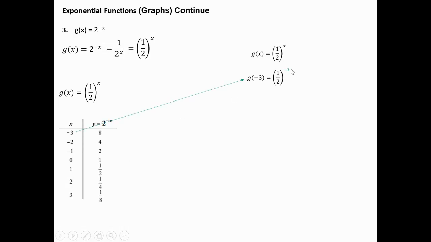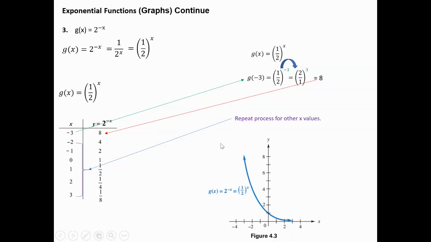If we plug in -3, it's going to give us 1/8. We flip it, and it's going to give us 8. There's my 8 right there. Then when I plug in -2, I repeat the process, and it's going to give us 4. When I plug in -1, it's going to give us 2, and so forth. So this is my graph. This is called an exponential decay because it starts high and goes low.